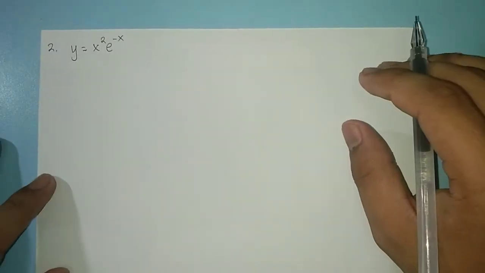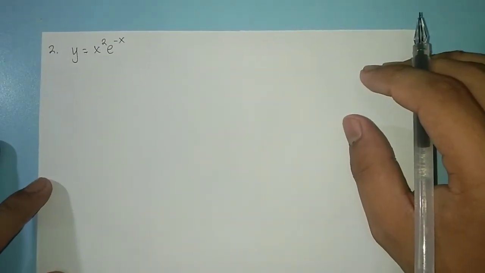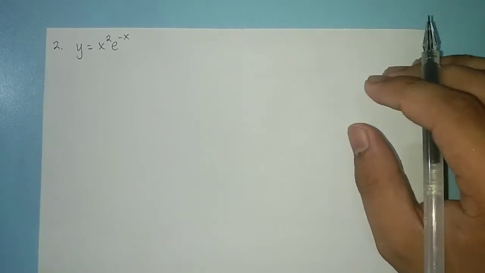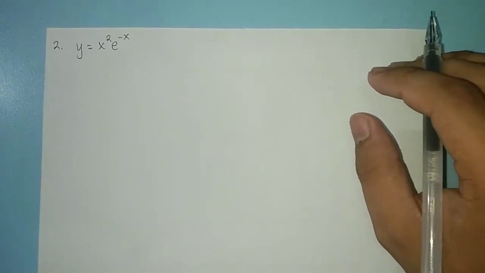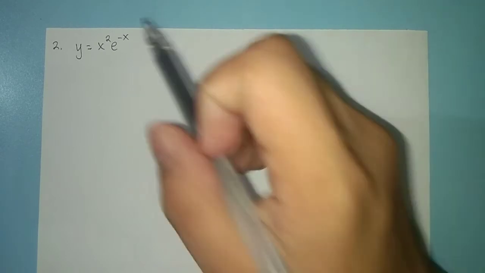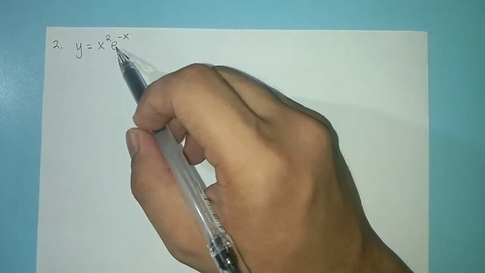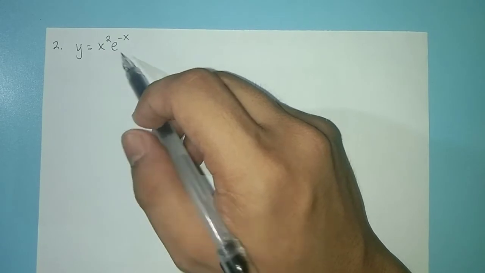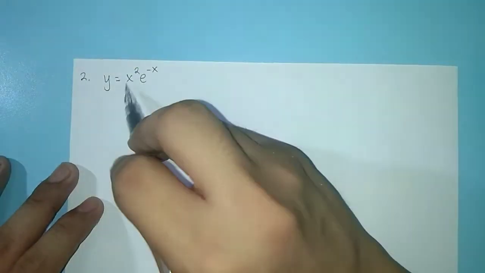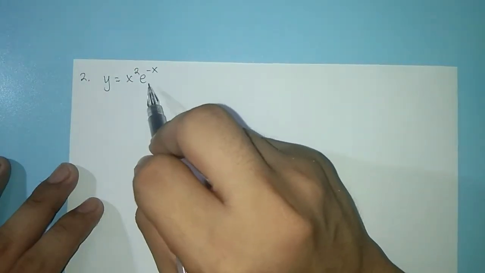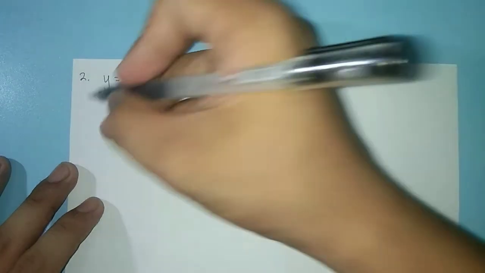Okay, so for example number 2, let's find the derivative of y equals x squared e raised to negative x. So dito, dalawa yung makikita nating function. Yung isa yung x squared, tapos e raised to negative x. So u times v yan, no? So ang gagawin natin, kopya to, derivative nito, tapos kopya to, derivative nito.